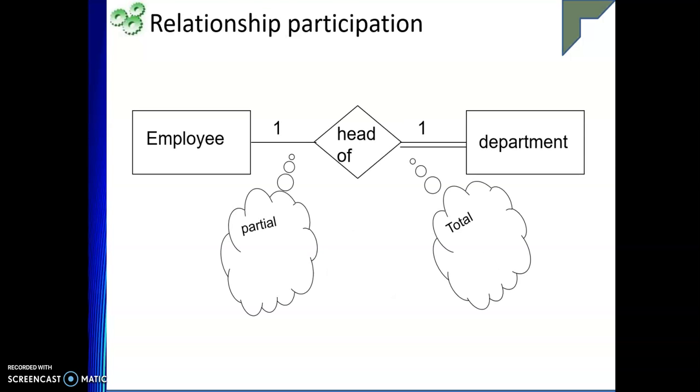Then we see participation, partial and total. If the entire set of instances is involved, then we call it total; but if only a few instances are involved, then we call it partial. For example, not all employees will be the HOD of a department. Only one particular employee will be HOD of a particular department, and one department is headed by one particular employee. The entire department is there and is headed by an employee, so there it becomes total, and here we have the partial.